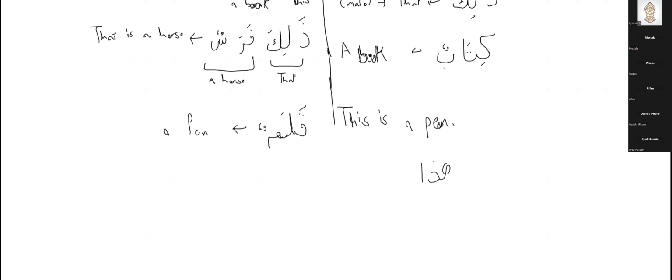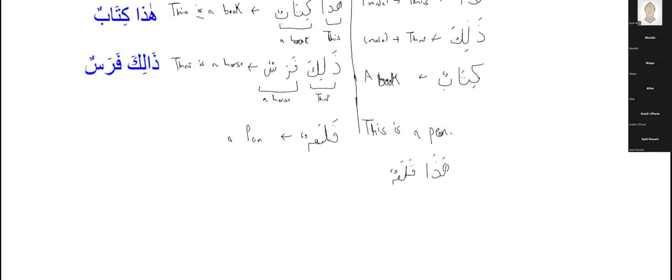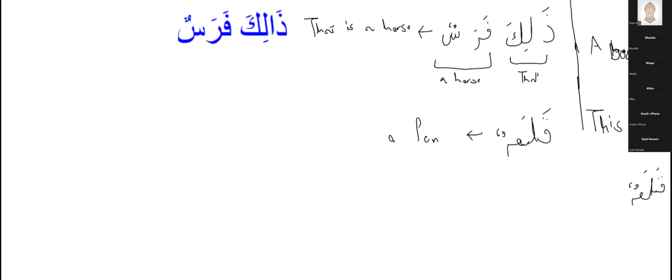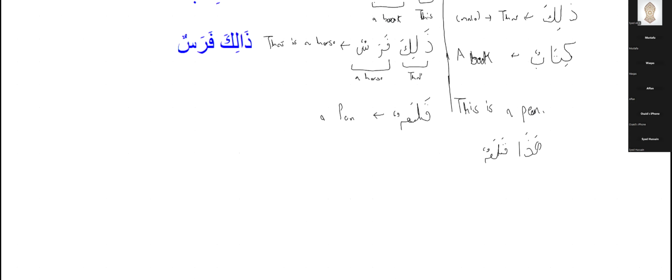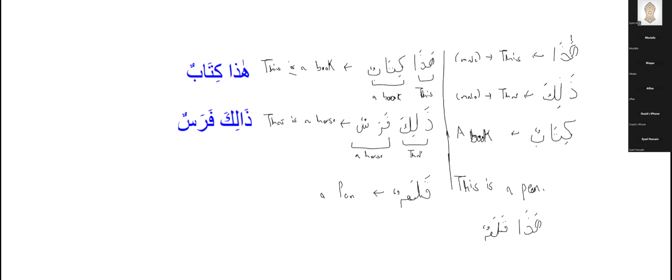Hada, and then qaf, lam, meme. هذا قلم, right? And we have another example right here that's written. It says ذلك فرس, right? So what I wrote over here, that is a horse. This will translate over here. If you want to read like in clear Arabic, right, you would have ذلك فرس, right? And up above, you can also see over here as well, هذا كتاب, right? This is a book. You have هذا, which is this, and then you have كتاب, which is a book, right?